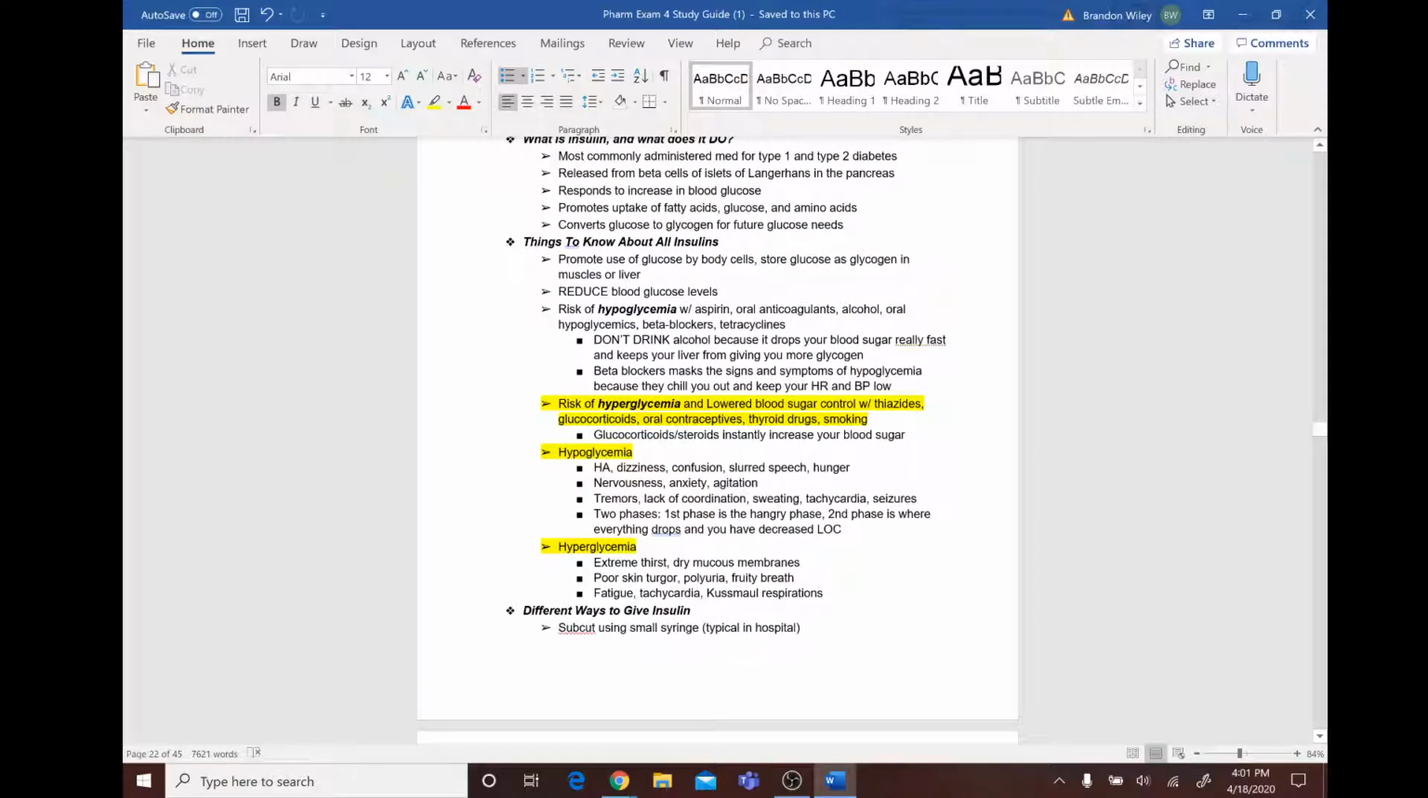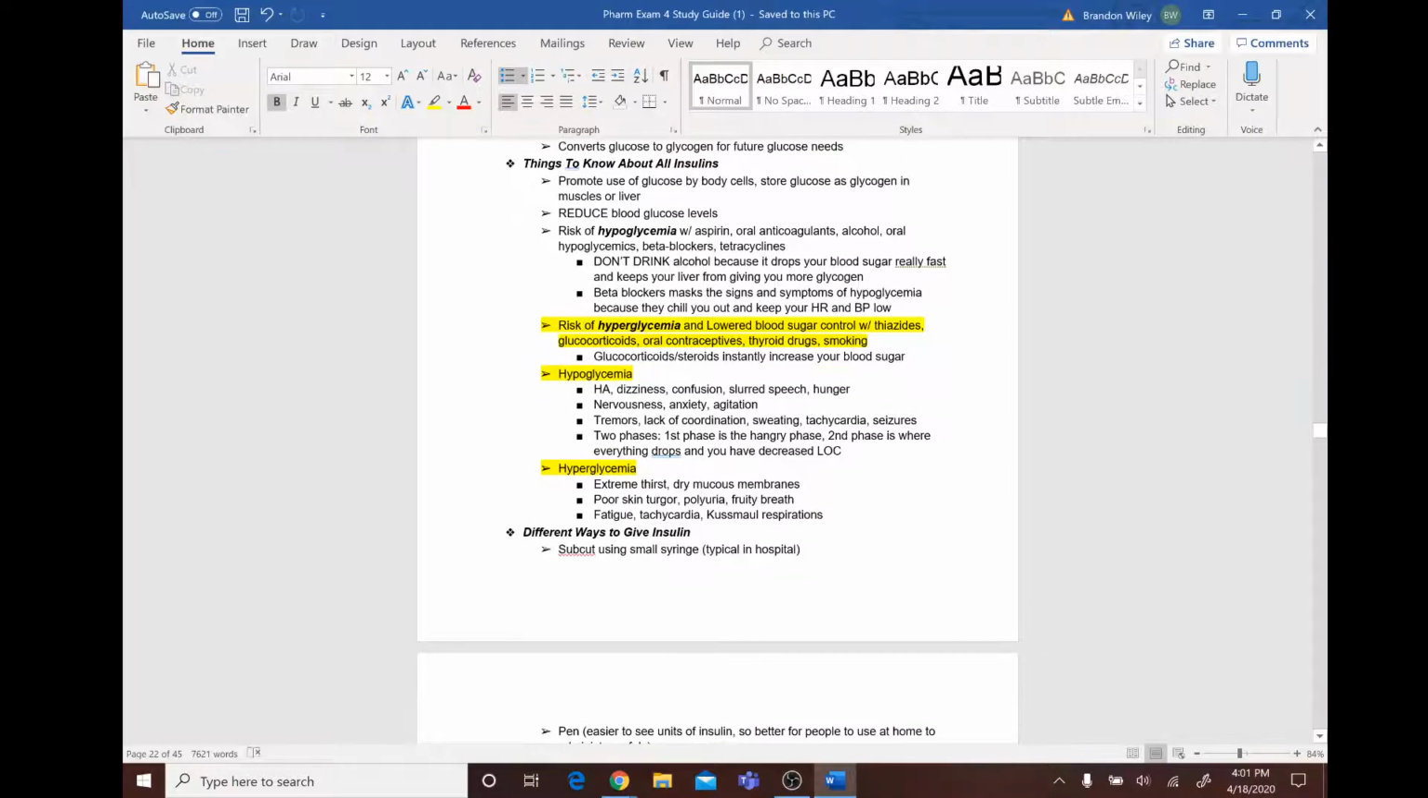Alright, what drugs, if taken with insulin, may cause hyperglycemia or lowered blood sugar control? Thiazides, glucocorticoids, oral contraceptives, thyroid drugs, and smoking. What are the signs and symptoms of hypoglycemia? Headache, dizziness, confusion, slurred speech, hunger, nervousness, anxiety, agitation, tremors, lack of coordination, sweating, tachycardia, seizures.